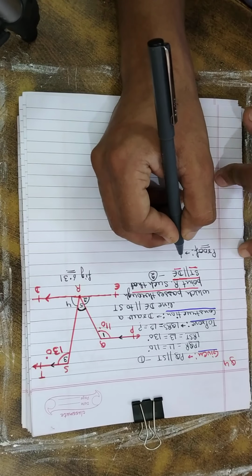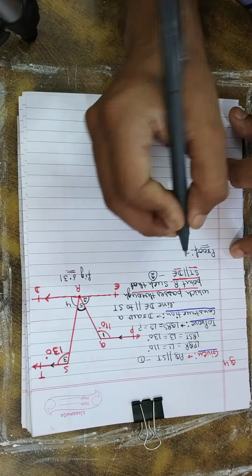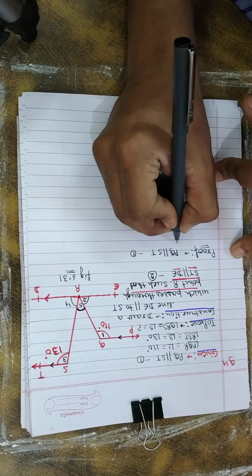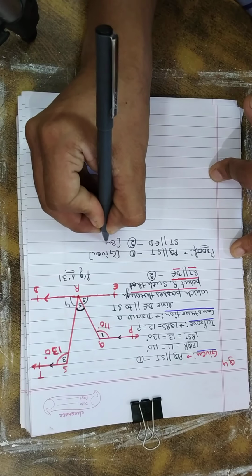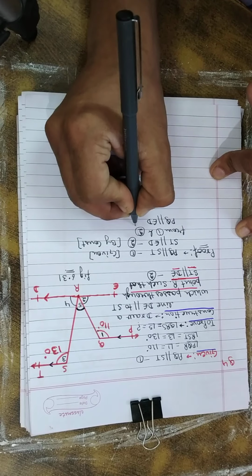Now, how to solve this? First of all, students, it is given that PQ is parallel to ST, and ST is parallel to ED. Second, this is by construction. We have constructed this line such that ST is parallel to DE. Now, by the same theorem, from first and second, we can say that PQ is also parallel to ED.